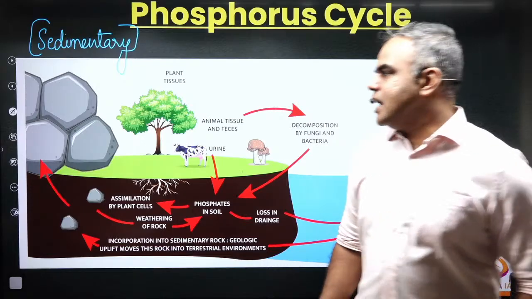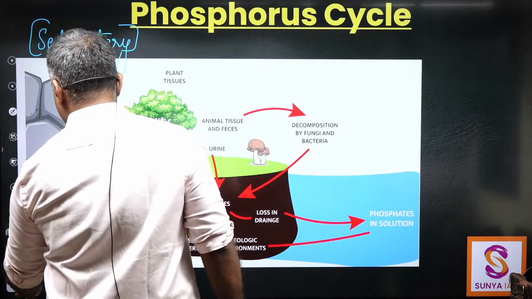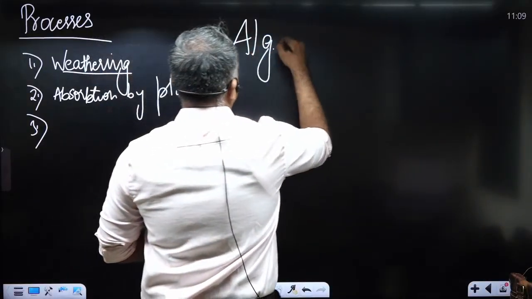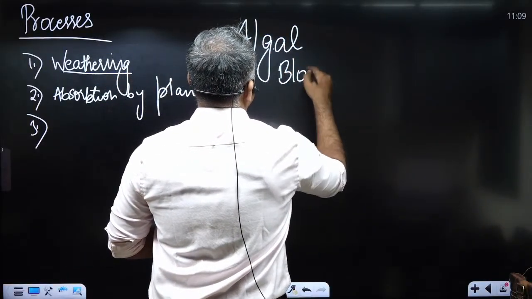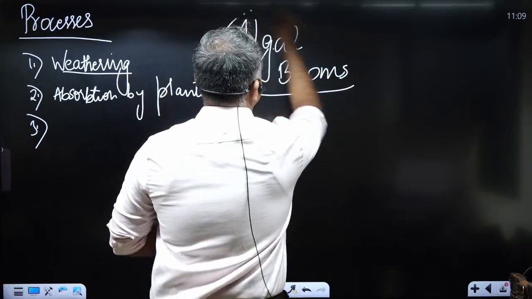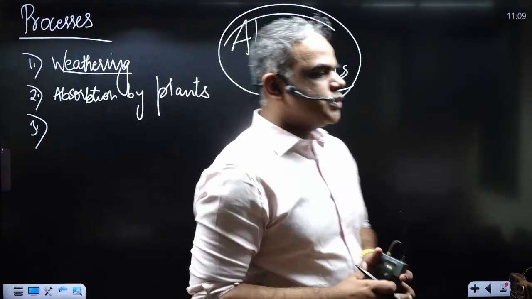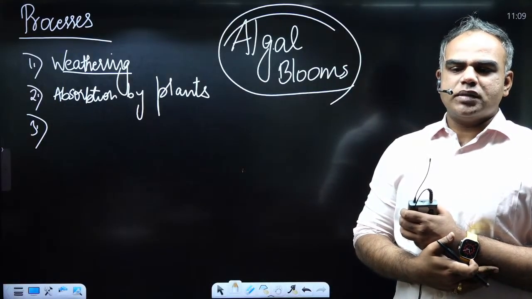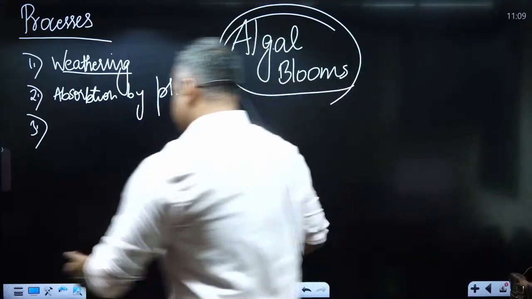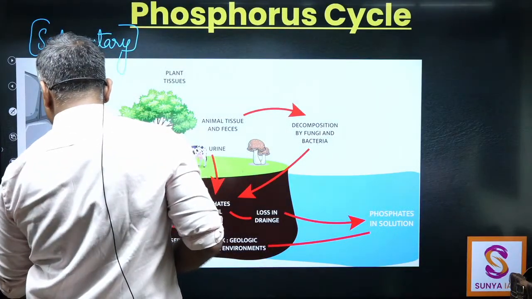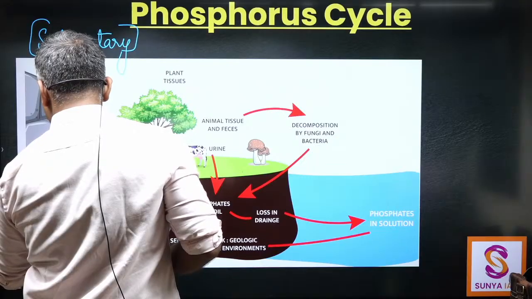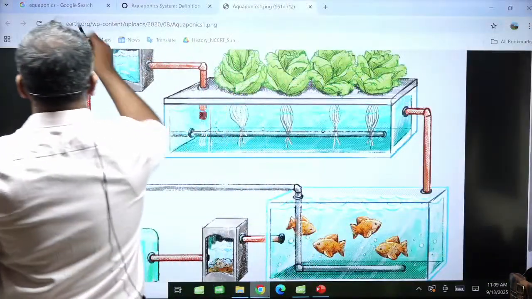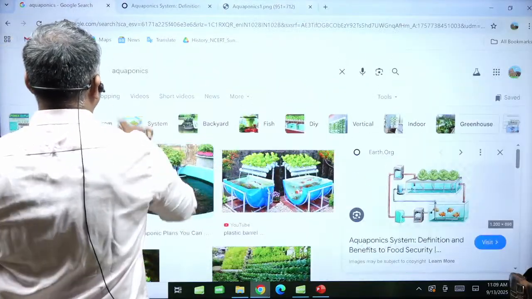which causes algal blooms and oxygen depletion. Algal blooms and oxygen depletion. I'll show you how an algal bloom would look like. Many of you would have seen it, but you may not know the name exactly.